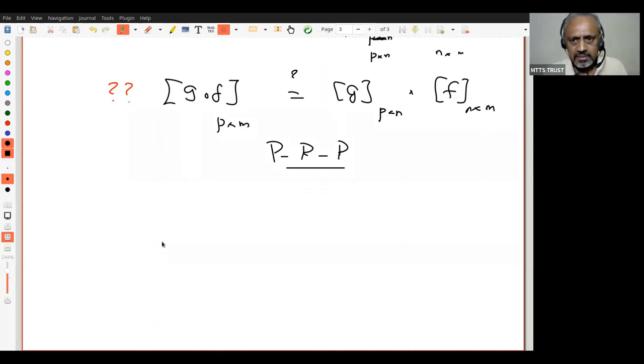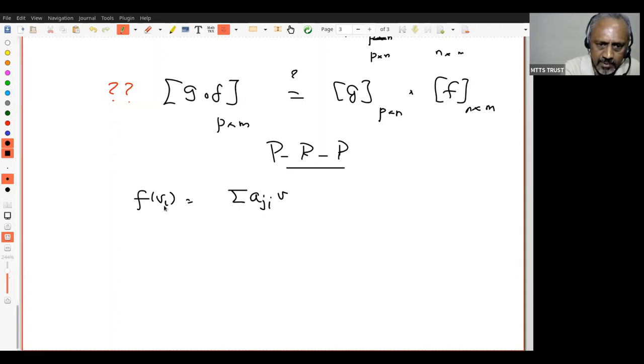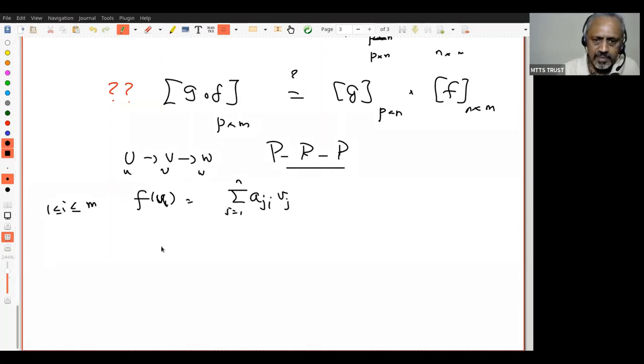It's child's play to prove this. Now how? Let us see that. Let us look at the simple case. So f of ui, let me write this as the sum of a_ji vj. Sorry, our spaces are U, V and W. Here it is U, V and W. This is vj. This j is going to be 1 to n. This i is going to be 1 up to m.